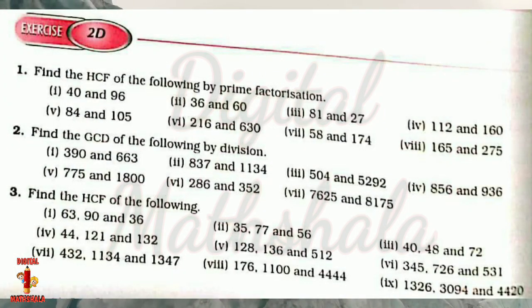Now here the next part we will solve is part number 5. Question 2, part number 5. Two numbers are there, 775 and 1800, and we have to find out the GCD of the given numbers. So let us see how we will solve this.